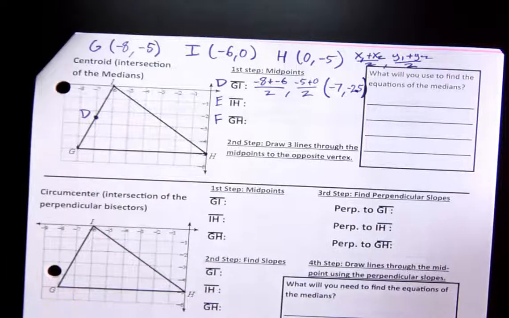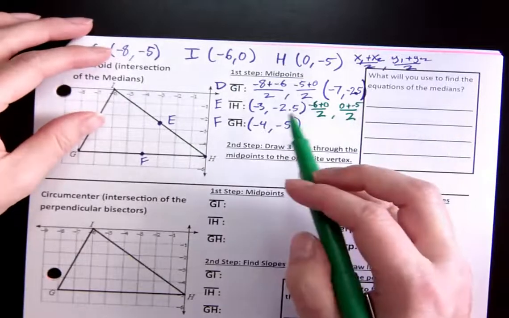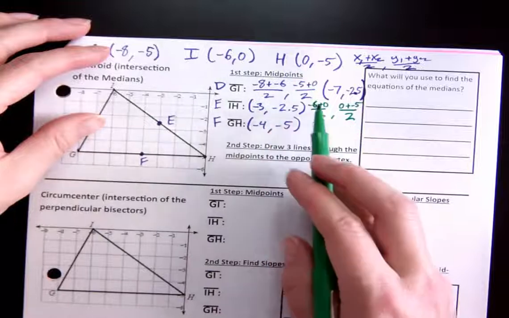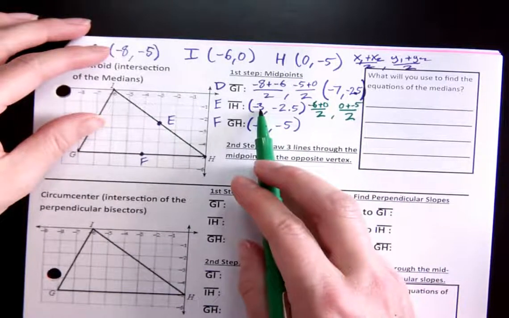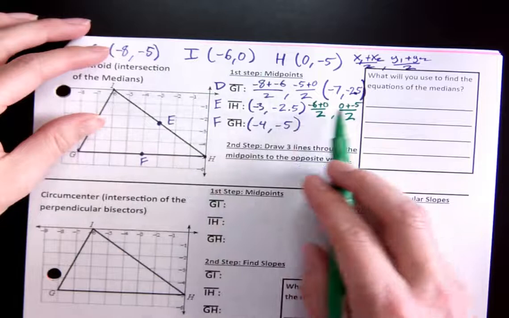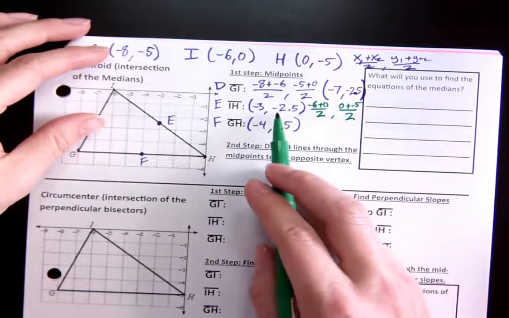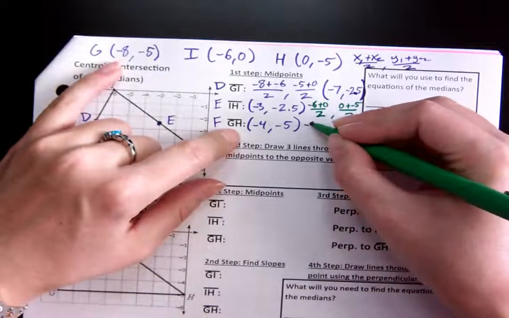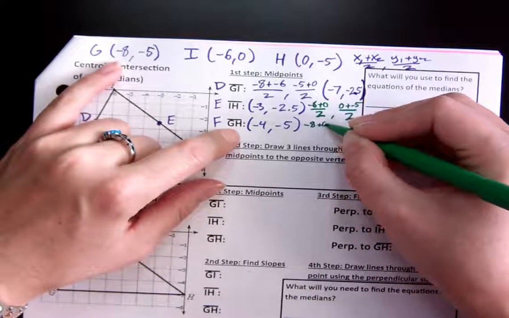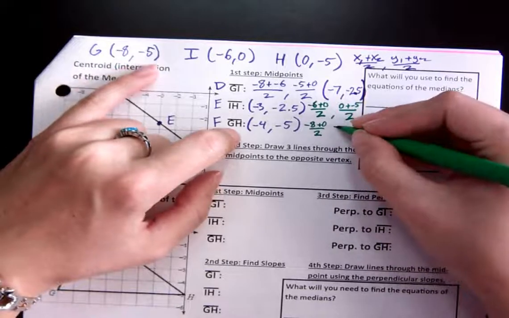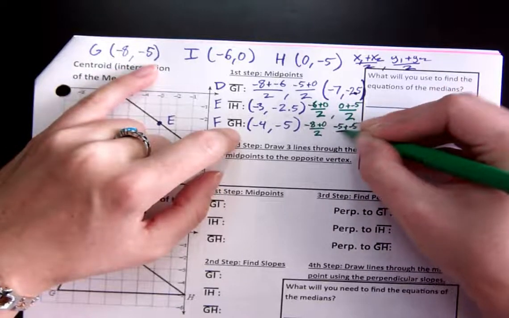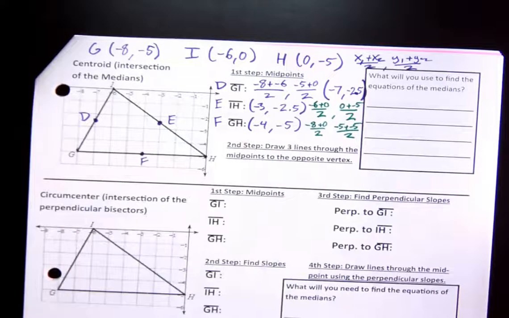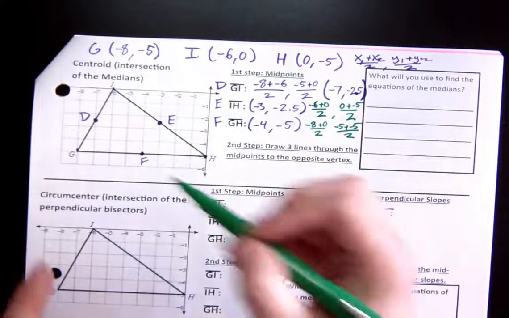So I'm going to pause our video. Okay, so I'm just plugging in I and H. I add my X values to get -6, divide by 2 to get -3. I add my Y values to get -5, divide by 2, which is -2.5. And then for G and H, it's the same thing. So -8 plus 0 divided by 2, -5 plus -5 divided by 2. And that gives me the -4 and -5.